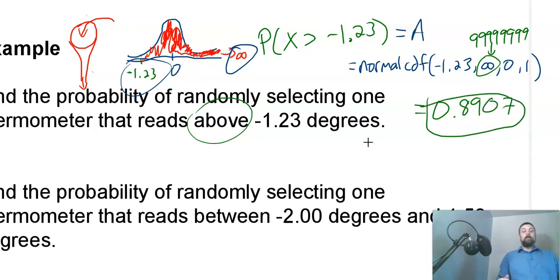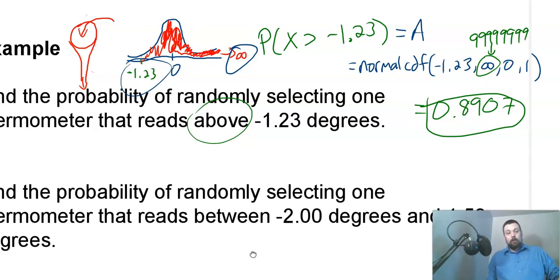Okay, and so that'd be the probability of picking a thermometer at random and getting a temperature reading that's more than negative 1.23. And it makes sense that the bulk of the thermometers should be pretty close to 0. So anytime you're doing a probability here where 0 is included, you're going to get a big probability, because there's a good chance that you're going to pick a thermometer with a temperature reading close to 0, because that's where most of the thermometers should be reading.